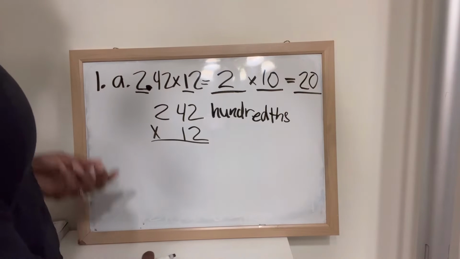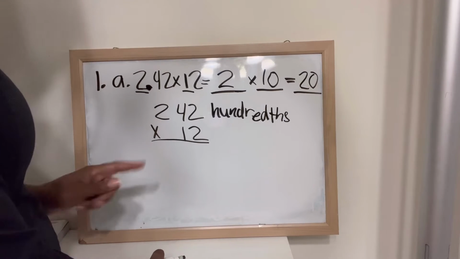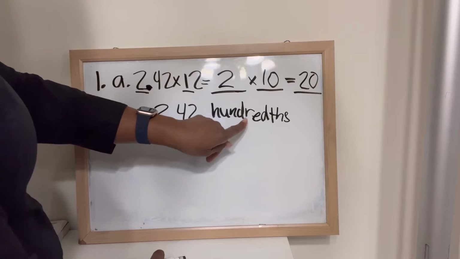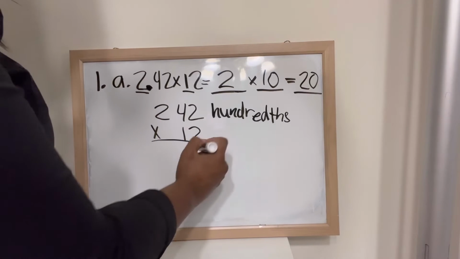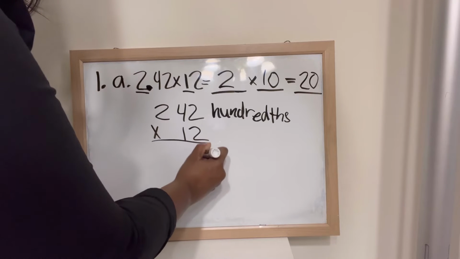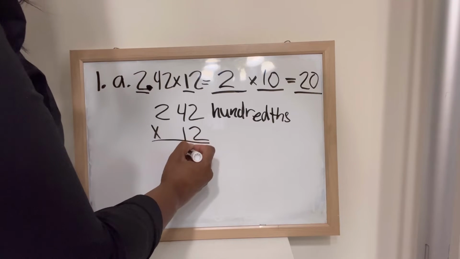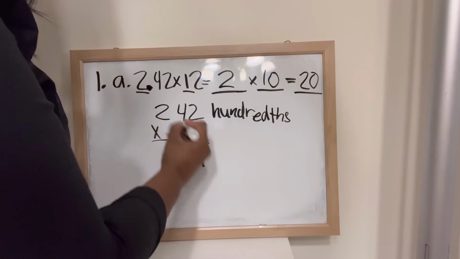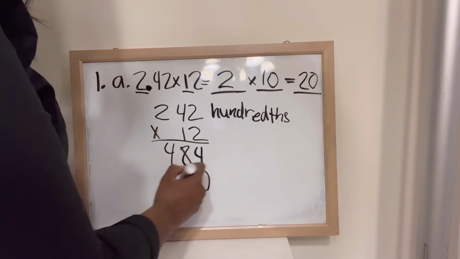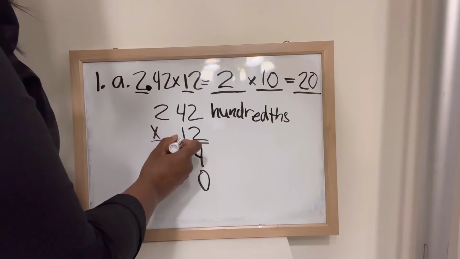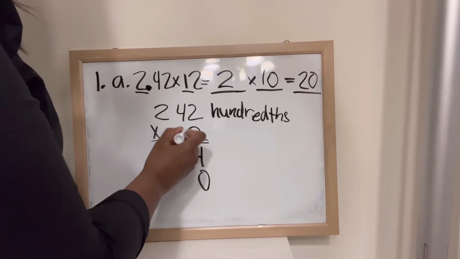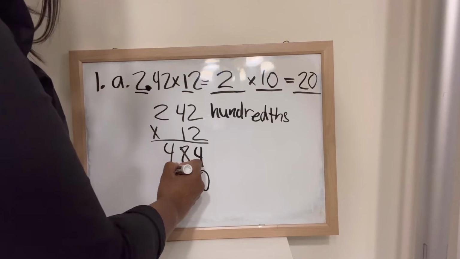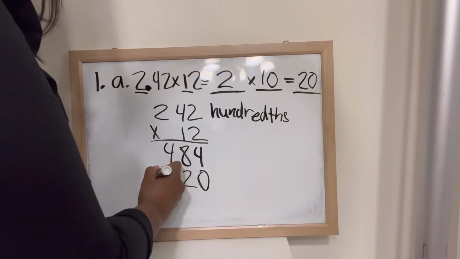Okay, so now I'm just going to multiply like normal, and keep in mind that when I get to my product, I have to show hundredths. So 2 times 2 is 4. 2 times 4 is 8. 2 times 2 is 4. We're inserting our 0 here. Now we're going over to our bottom tens. 1 times 2 is 2. 1 times 4 is 4. And 1 times 2 is 2.